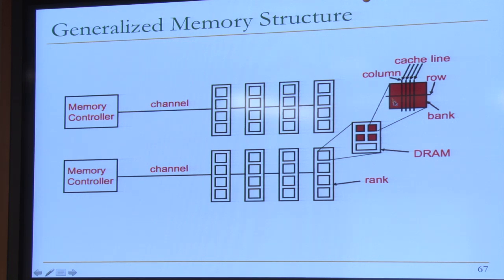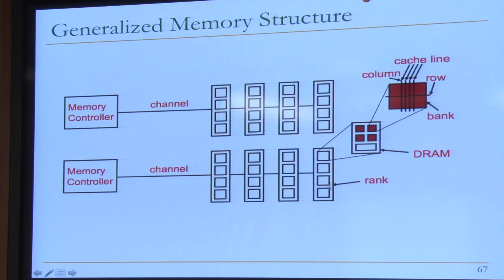Basically, we started with this bank structure. And a cache line is multiple columns over here. And you have rows also. And you have multiple banks within a DRAM chip. And you have multiple DRAM chips over here that are aggregated together as a rank. And you have multiple ranks. Consider these DIMMs. A DIMM can also have multiple ranks as well, as we will see.